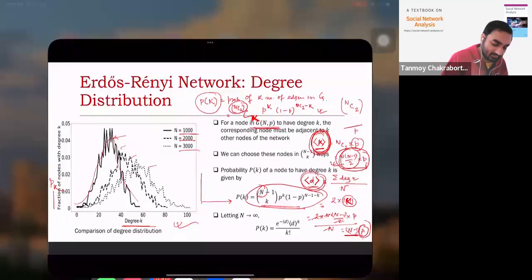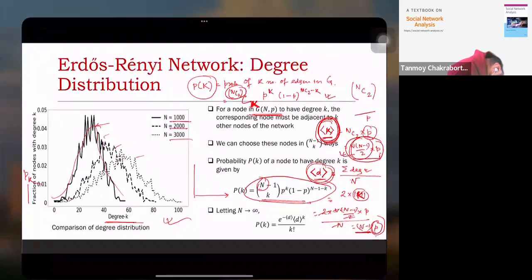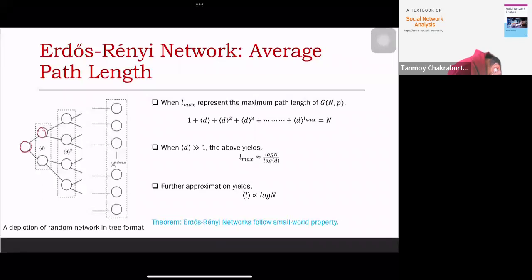Right. So think of this diagram. This node has average degree ⟨d⟩. That means there are ⟨d⟩ number of nodes here. Each of these ⟨d⟩ nodes again has ⟨d⟩ neighbors, and so on.